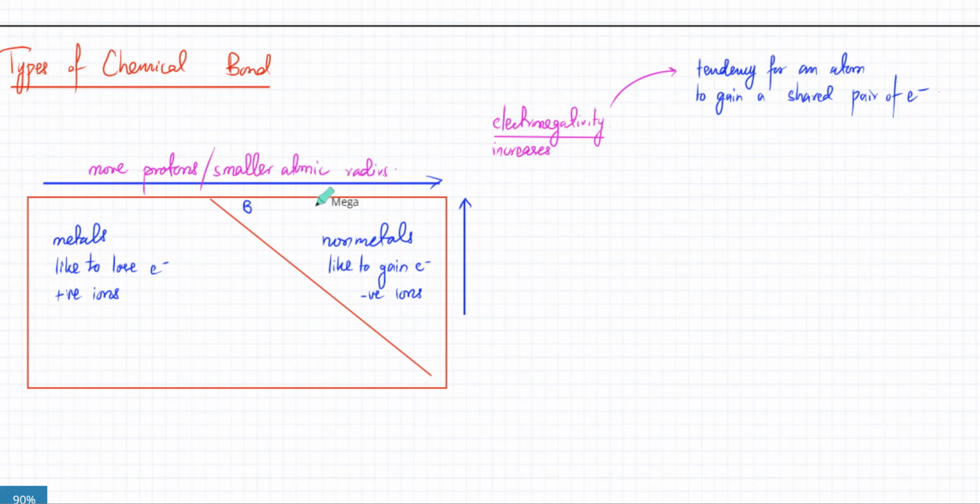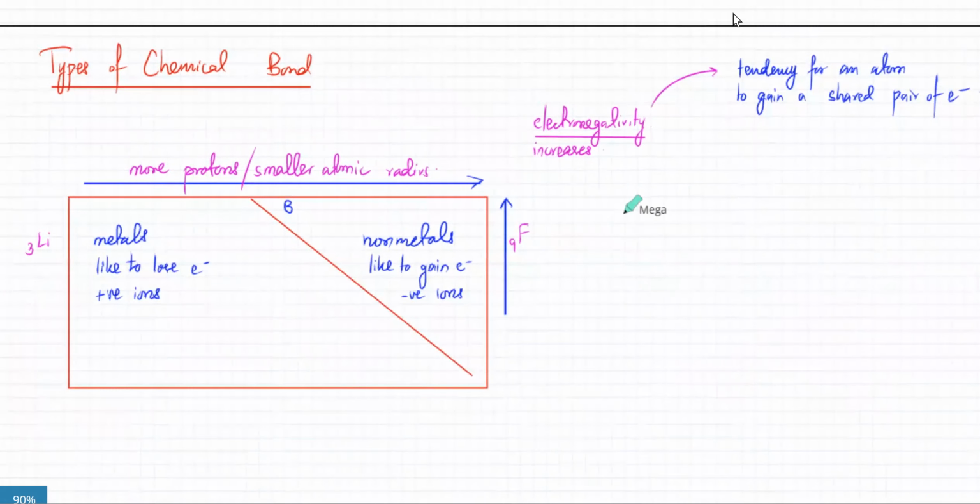As you continuously move to the right, let's say you have lithium on the extreme left, which has just 3 protons, and on the extreme right, fluorine, which has a total of 9 protons. Lithium and fluorine have the same number of shells: 2,1 and 2,7. But 9 protons has a much stronger attraction for electrons. 3 protons is not going to attract electrons very strongly. So that is one reason why the tendency to gain electrons increases to the right.